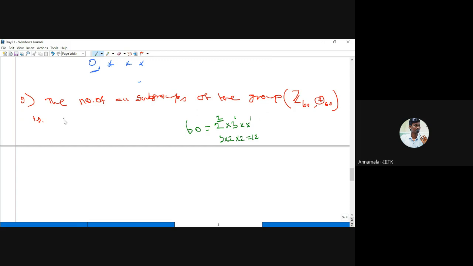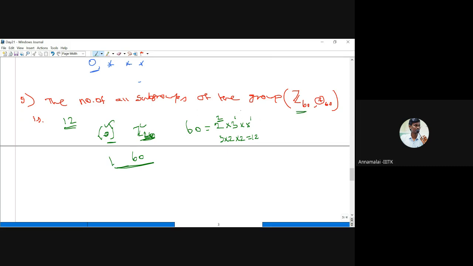Therefore, there are 12 subgroups, including the trivial identity group and the whole group. The whole group 60 is also a subgroup. So the trivial group is also a subgroup, and we have to count this also, because 1 is a divisor and 60 is also a divisor, right? Therefore, the number of subgroups of Z60 is 12.